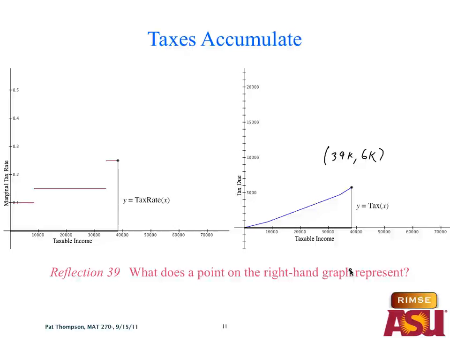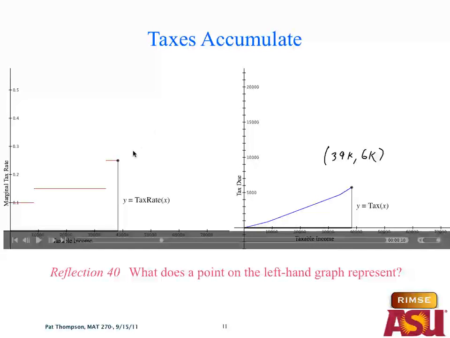Right. So a point is two pieces of information associated to one another. Okay. Point on the left graph. Victoria. So when her taxable income is 39K, they both represent the same X value. The tax that she would pay for that 39K is 0.28. I think this one's 0.25. So the tax that she pays on $39,000 is at a rate of 0.25.